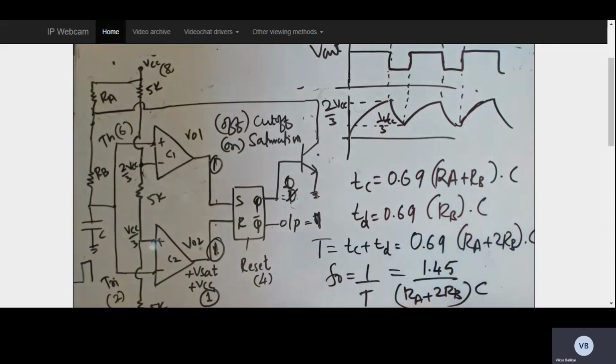So you can just ensure how you represent the outputs in terms of Q or in terms of Q bar. It is left to the user. So this is all about the entire working operation of my astable multivibrator.